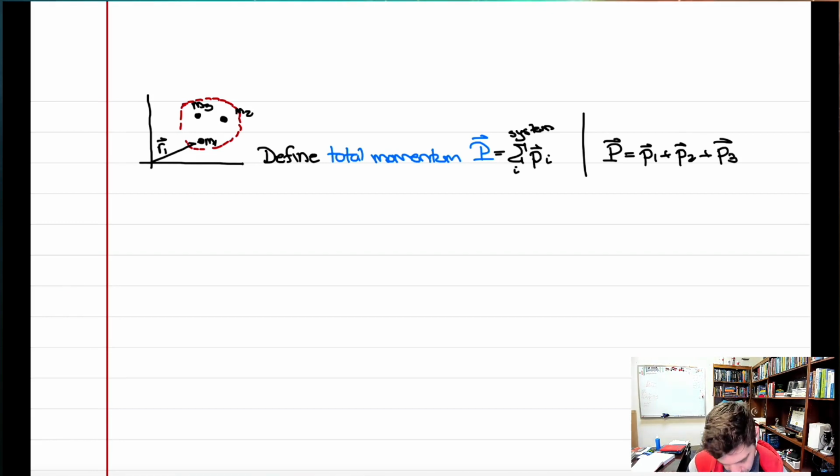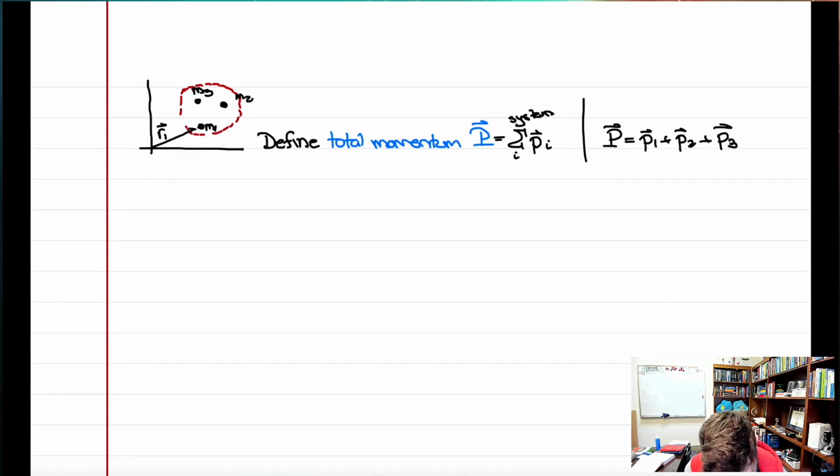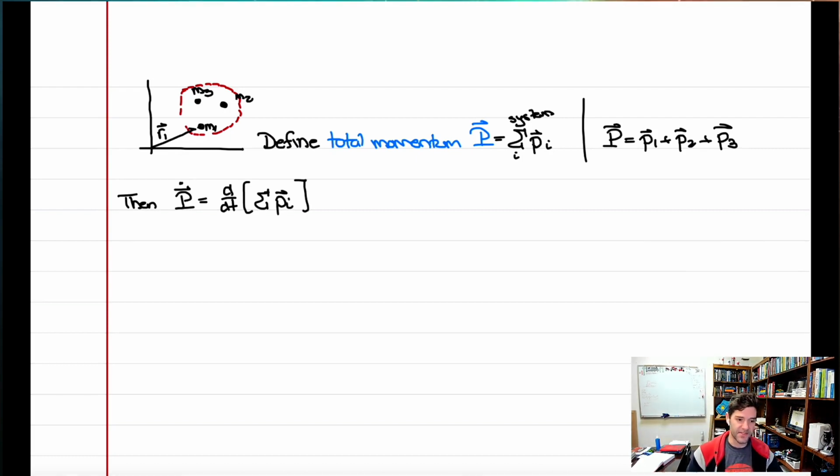Okay. Now let's take the derivative of the total momentum. How does the total momentum change as a result? Well, that's just d by dt of, and we define the total momentum to be the sum of all the individual momentums, summing over the system.